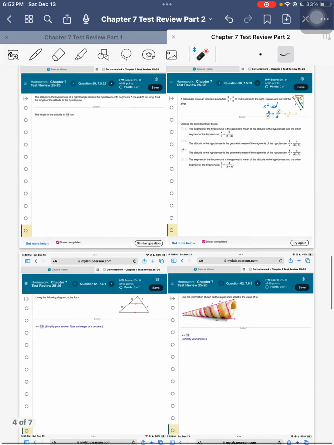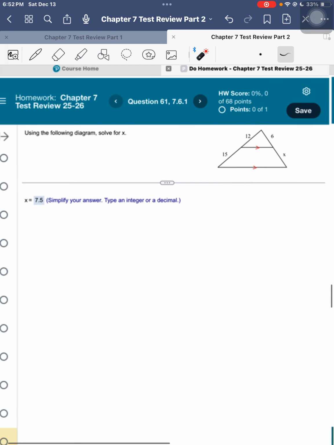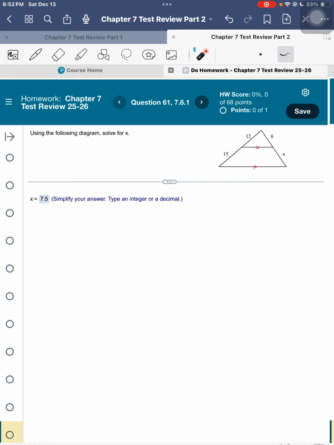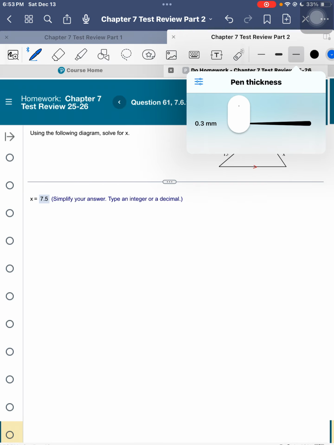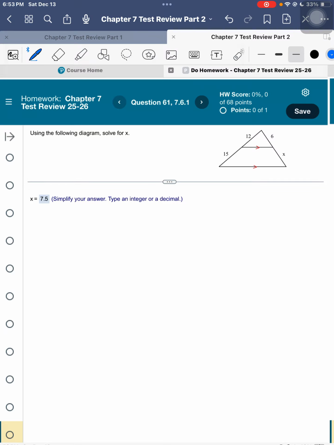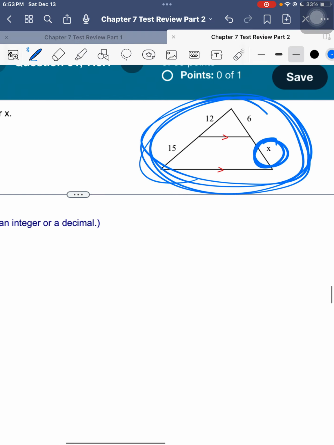Okay? So now we're doing 7.6, which I think is a lot easier. This is the side splitter theorem, corollary to the side splitter theorem, and the angle bisector theorem. So this is telling me that I have different ways to set up proportions now. So now, the proportions that I could do to solve for my x are a bunch.